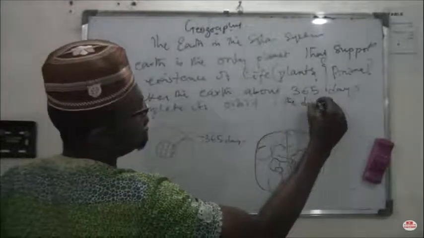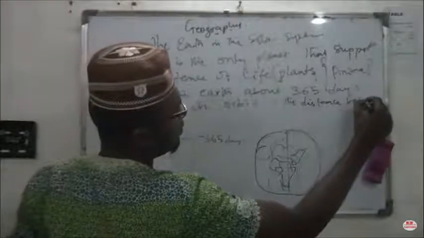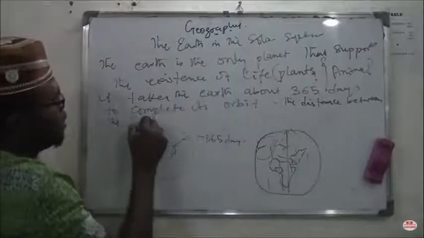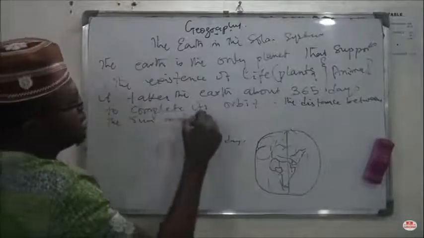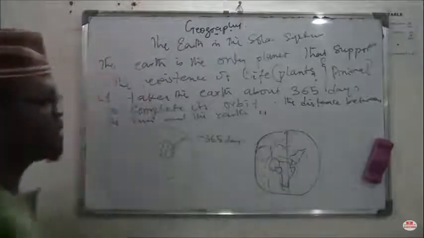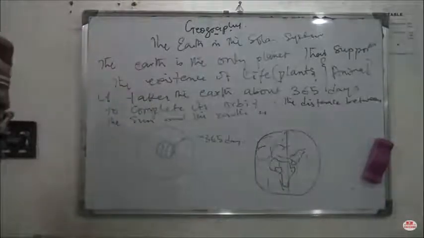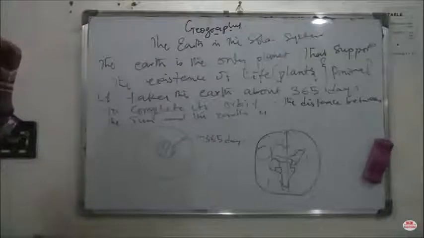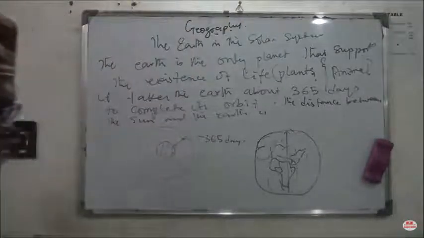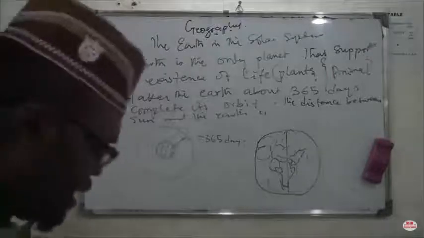The distance between the sun and the Earth is the distance between the sun and the Earth.